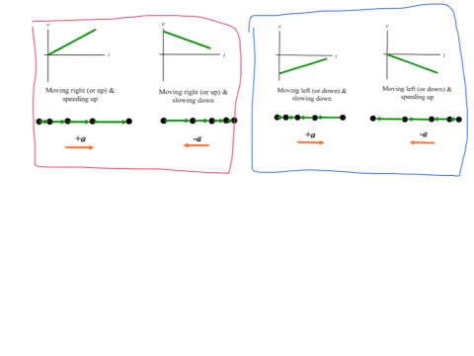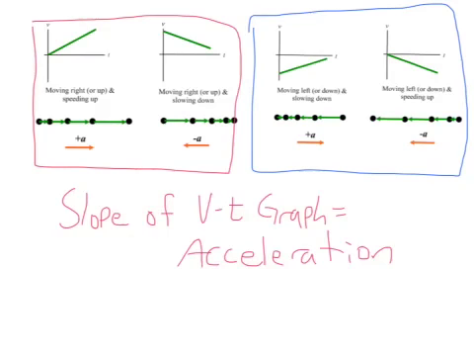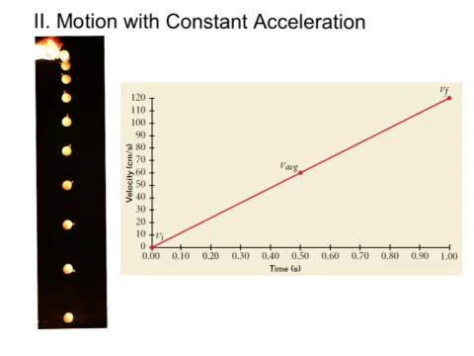These graphs are showing us then that the slope of a velocity time graph will give us the acceleration. If that slope is positive, it's a positive acceleration. If that slope is negative, it's a negative acceleration. Okay, so now we're going to move into motions with constant acceleration. Acceleration is changing velocity.